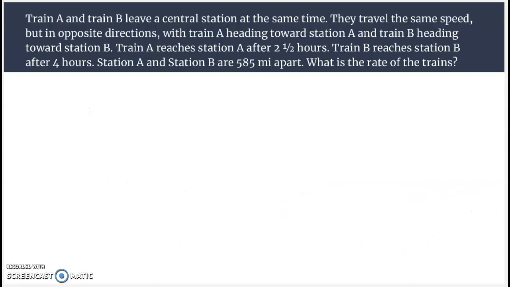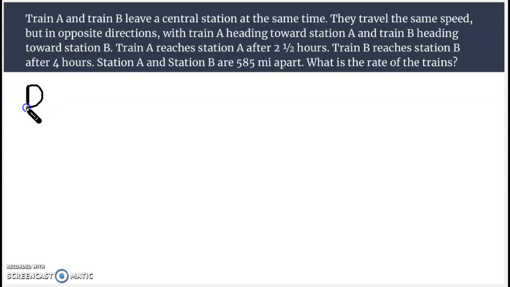Alright, last one. Train A and Train B leave a central station at the same time. They travel at the same speed but in opposite directions. Train A heading toward station A and Train B heading toward station B. Train A reaches the station after 2.5 hours. Train B reaches the station after 4.5 hours. Station A and Station B are 585 miles apart. What's the rate of the trains? How fast were they going, basically?